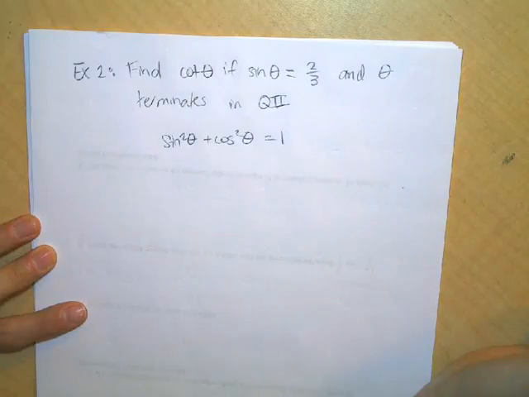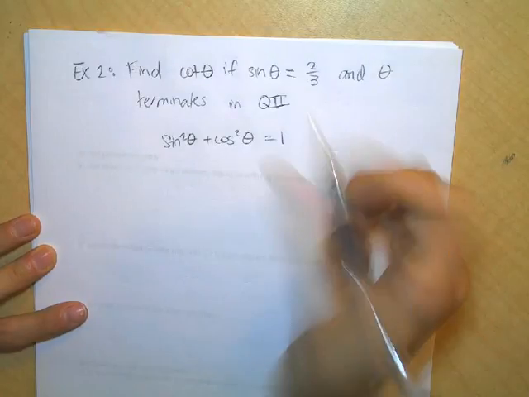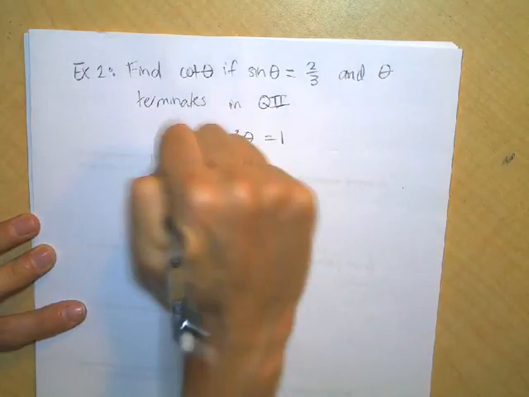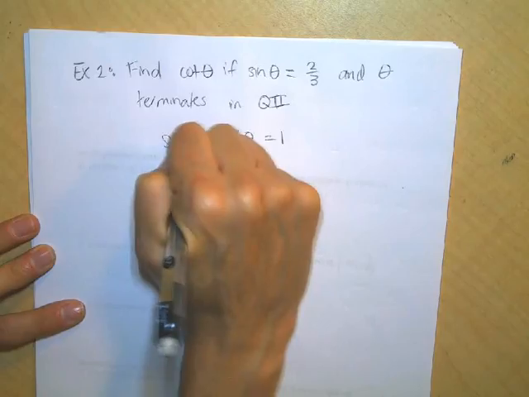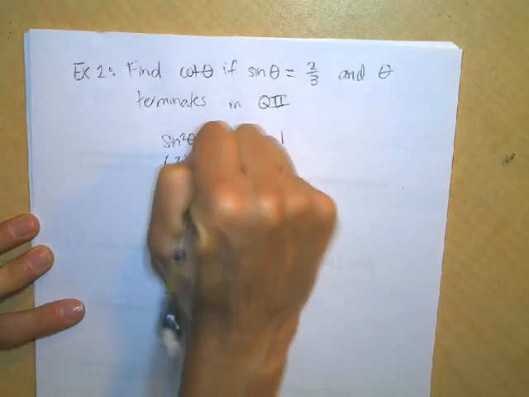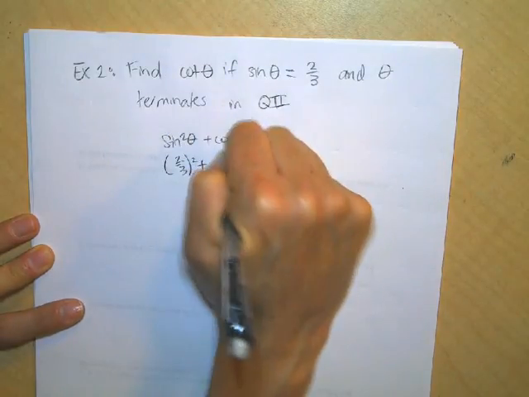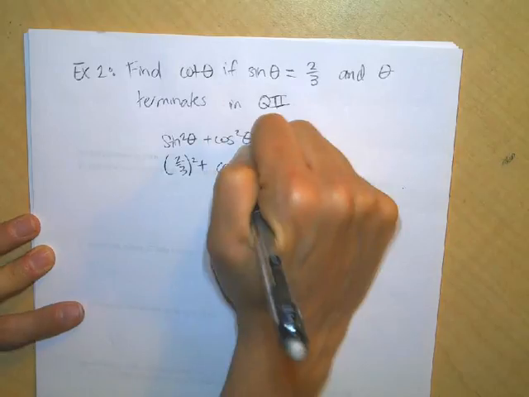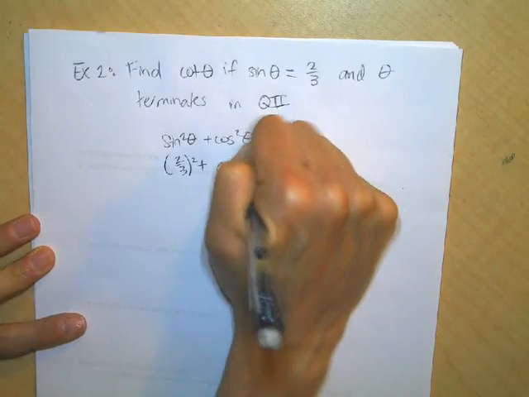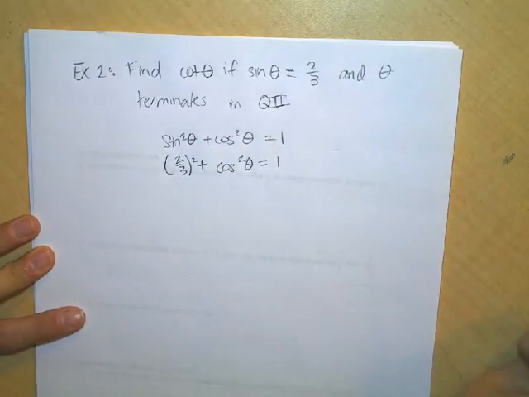So we're going to look at our problem. It says theta terminates in quadrant 2. So we're in quadrant 2 again. All Students Take Calculus. In quadrant 2, only sine is supposed to be positive. So which am I going to use? The negative one.